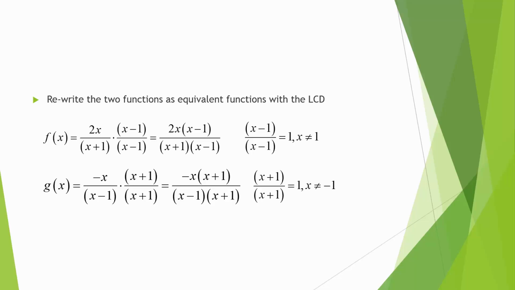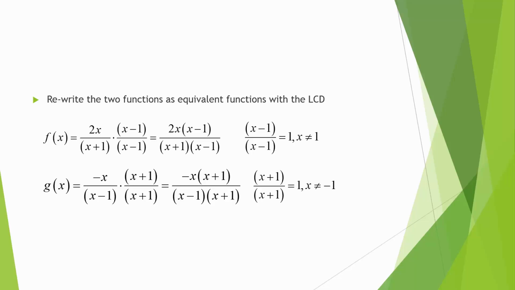f of x equals 2x divided by x plus 1, times x minus 1 divided by x minus 1. This gives us 2x times x minus 1 divided by x plus 1 times x minus 1 in the denominator. We can do this since x minus 1 divided by x minus 1 equals 1 for all values except when x equals 1. Since when x equals 1, x minus 1 divided by x minus 1 is 0 over 0, and 0 over 0 is of course undefined since it's division by 0.